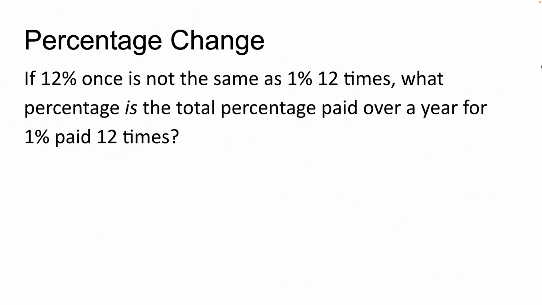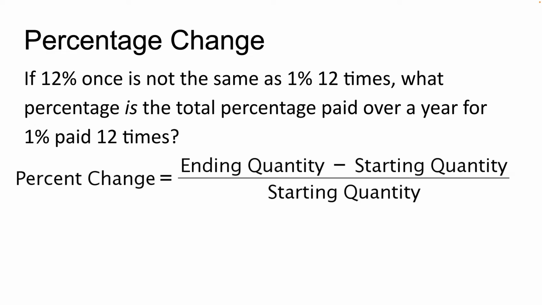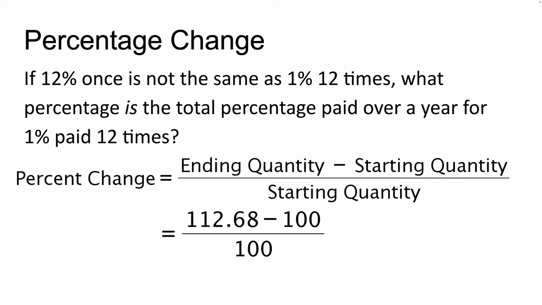So if 12% once is not the same as 1% 12 times, what percentage is the total percentage paid over a year for 1% paid 12 times? Really what we need to do here is calculate the percentage change. To find the percentage change, we need to take the ending quantity minus our starting quantity divided by the starting quantity.